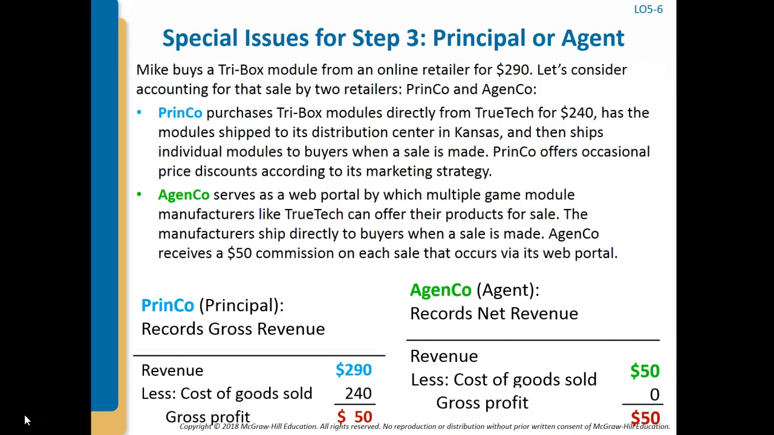Agent Co. serves as a web portal by which multiple game module manufacturers like TruTech can offer their products for sale. So the manufacturers ship directly to buyers when a sale is made. Agent Co. receives a $50 commission on each sale that occurs via its web portal. Given that Agent Co. is not primarily responsible for fulfilling the contract, bears no inventory risk, has no latitude in setting sales price, and is paid on commission, it seems as though Agent Co. is an agent in this transaction. So notice that Princo and Agent Co. record the same amount of gross profit of $50. The difference is just the amounts of revenue and expense recognized and reported in the income statement. Agent Co. records the commission earned as revenue with no cost of goods sold.